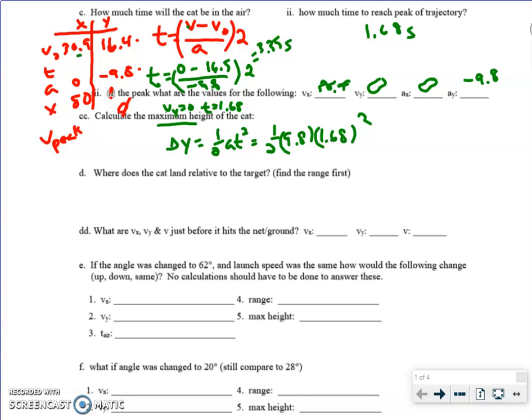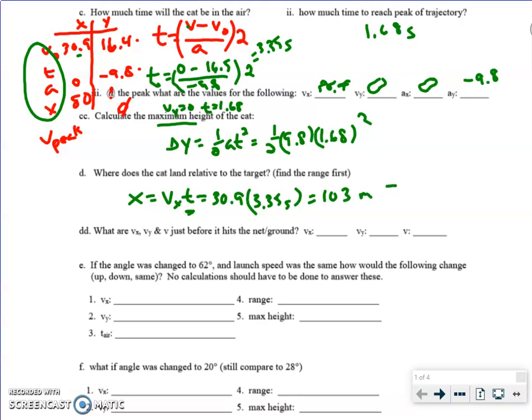I don't have that off the top of my head. All right, where does the cat land relative to the target? So in other words, find the range. Range is simply x. So if I use this right here, the acceleration is 0, so that's just going to be Vx times t. We already calculated Vx earlier. So again, don't use the 35, use the 30.9. We want the full time in the air, so that's going to be our 3.35 seconds. And when we multiply those, we get 103 meters roughly. So that means if we subtract off the 80, that's how far away it is, then we're about 23 meters beyond where we want to be.